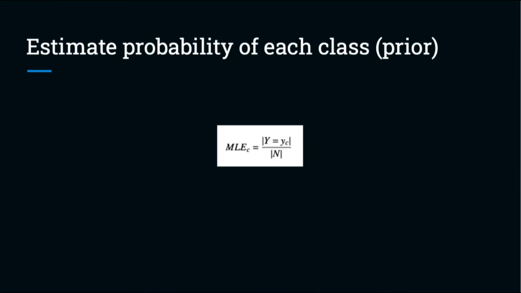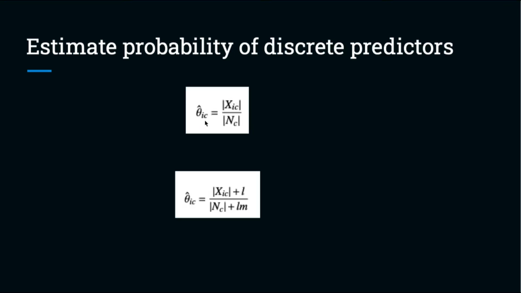The next few slides show how the parts of Bayes' theorem are calculated from the training data, and you'll see that it's basically just counting. Let's look at the prior first. The maximum likelihood estimate of a given class is just the count of that class divided by the total number of items in the training data. The estimated probability of a value I for class C is just the count of observations in the training data that have value I and that class divided by the total number of observations in that class.